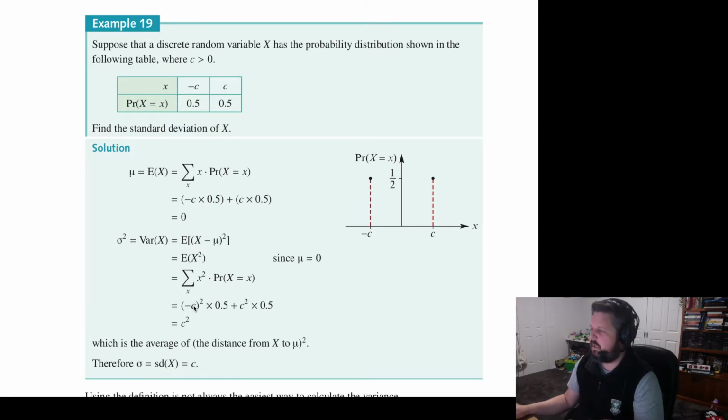Yep. So ultimately, this plus this here is c squared. So we've got the variance is c squared. Don't just finish just yet. They're actually asking for the standard deviation, not the variance.